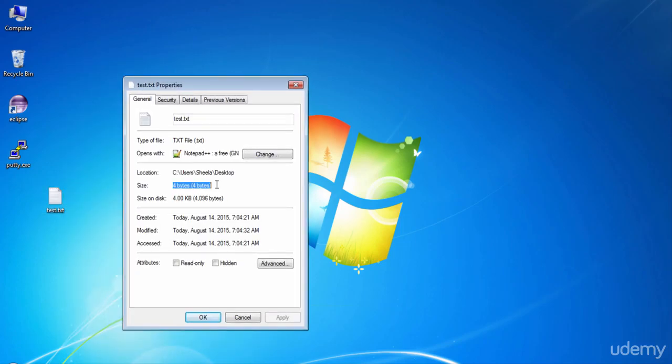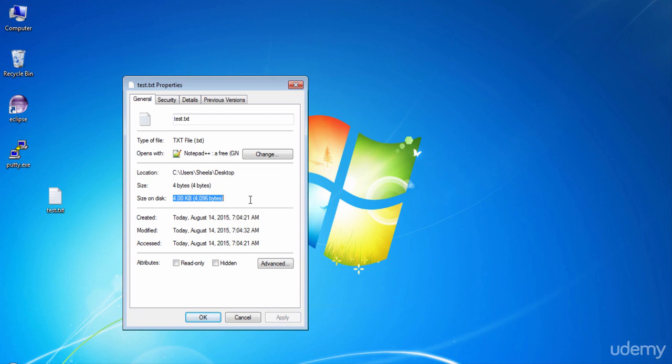Take a look at this right here. The size of the file is 4 bytes. That's it. But the size on the disk for this file is 4 KB. I'm sure you have probably seen this before many times. But can you answer why the file is taking 4 KB on the disk when the actual size of the file is only 4 bytes? Any guesses?